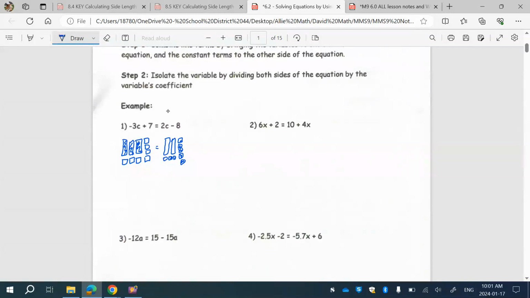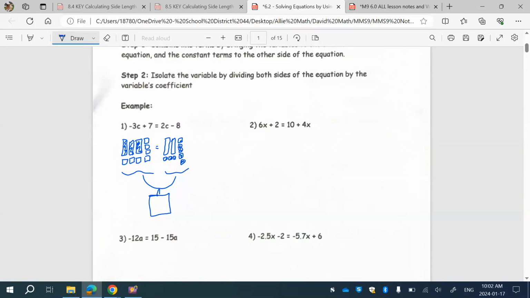Those are all negative. And imagine we have a scale like this. This is not a very well-drawn scale. You can think about a kitchen scale, and these weigh exactly the same amount. So what we have to do to one side, we have to do to the other, or else our scale would come out of balance.